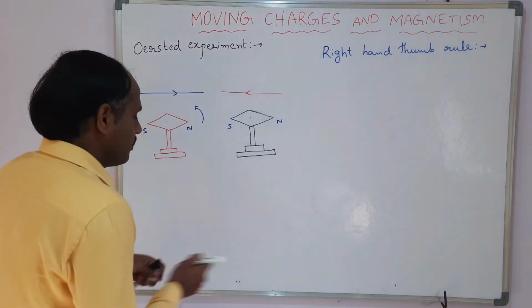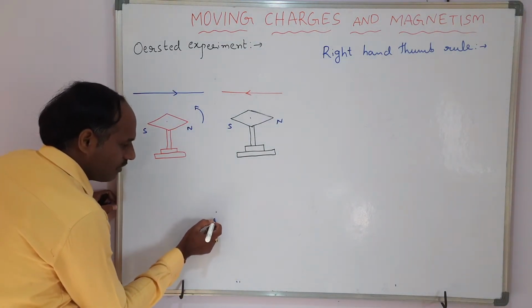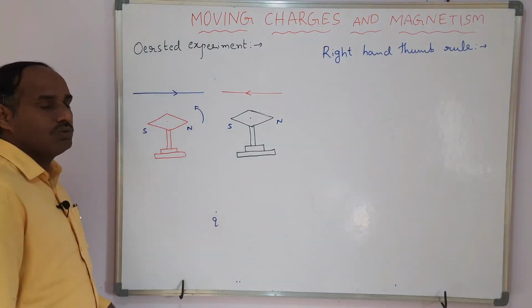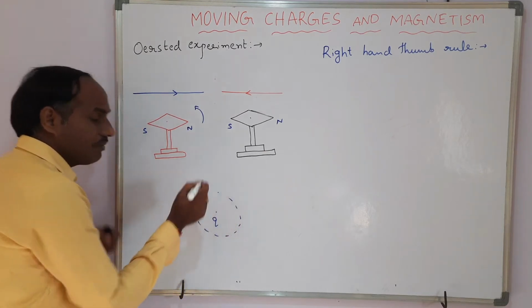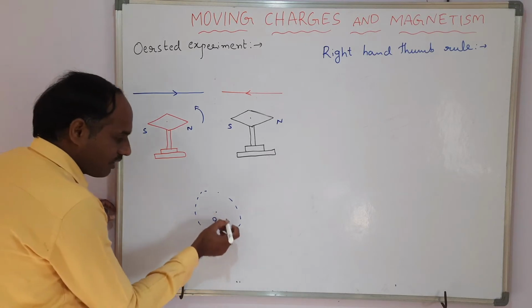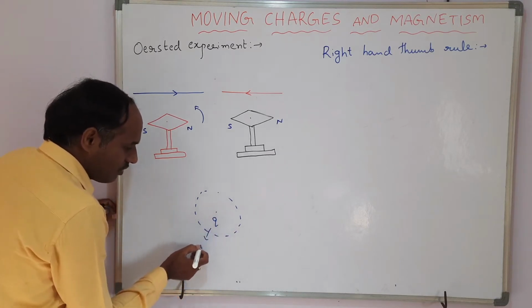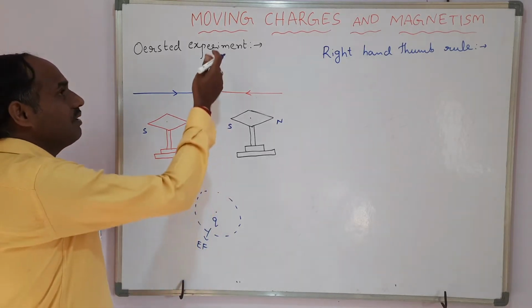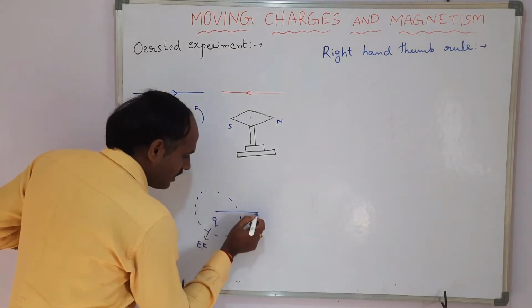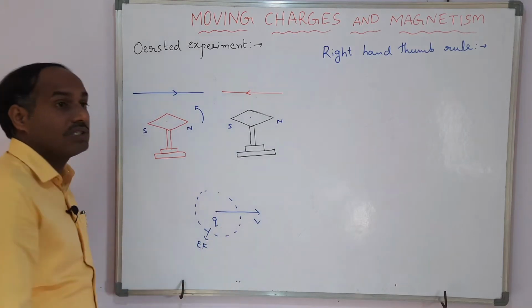In electrostatics we know that whenever we take a charged particle of charge q, it affects some region around it. The region up to where the effect of this charge is present is known as an electric field. We already discussed this. Now, moving charges means this charge is set into motion with a certain velocity.